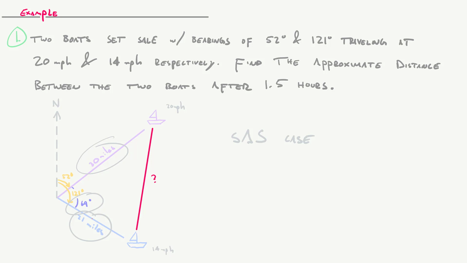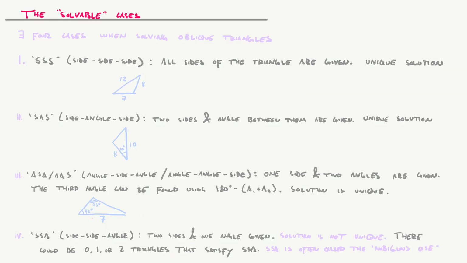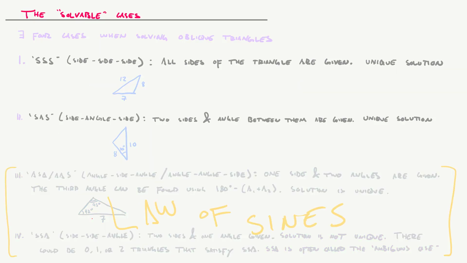So let's review the 4 different cases that we have for solvable oblique triangles. If you recall, these last 2 here are covered by the law of sines, which means that side angle side and side side side, we're going to need the law of cosines for. So that's what we're going to figure out. What is the law of cosines?